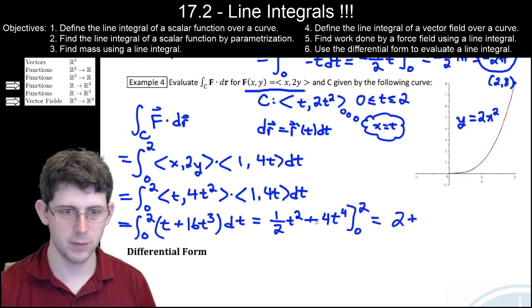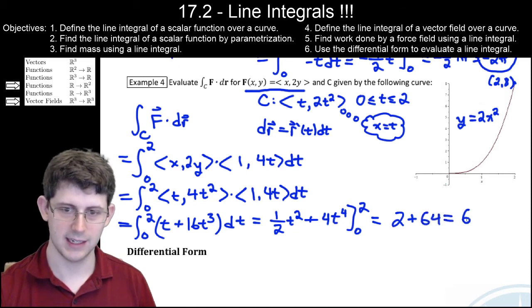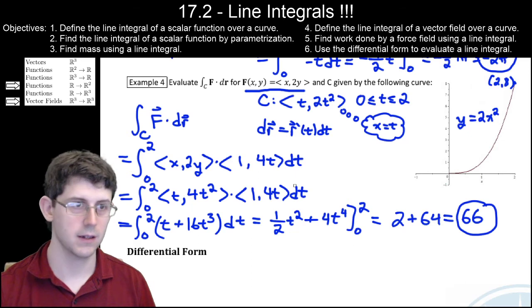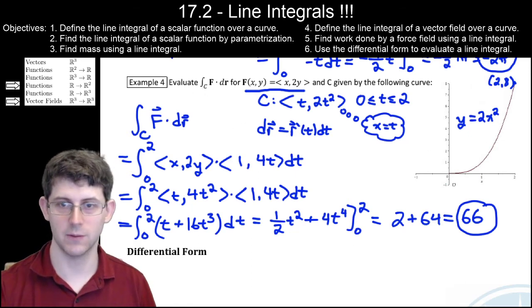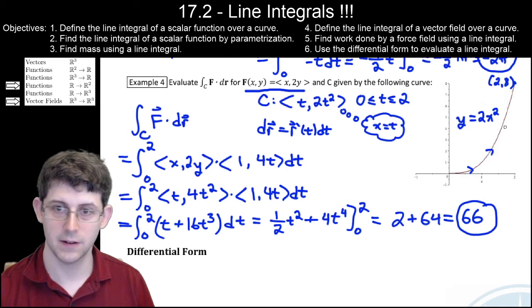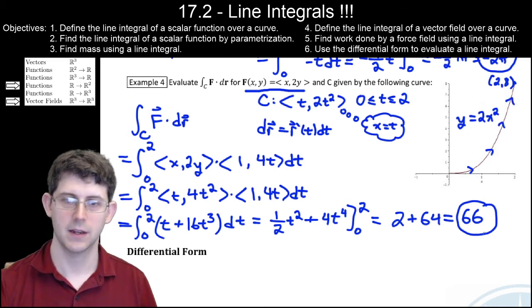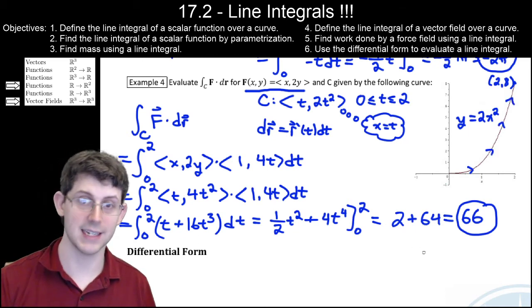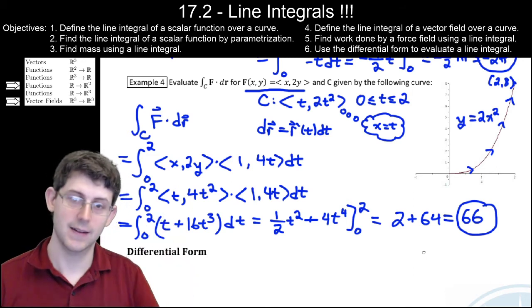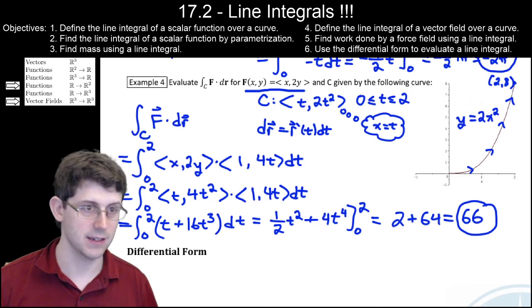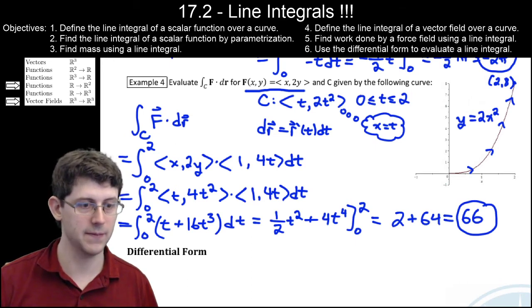So 2 plus 4 times 16. So I get 66 total work done by this vector field when I walk along this curve. This implies that the vector field is actually helping us, that like the wind is at our back. Let's get a picture of it using this Field Play.